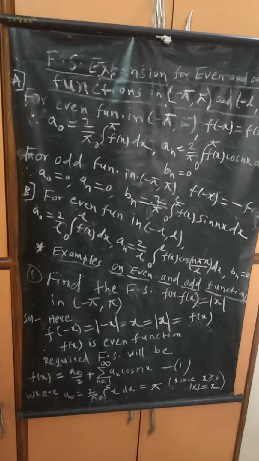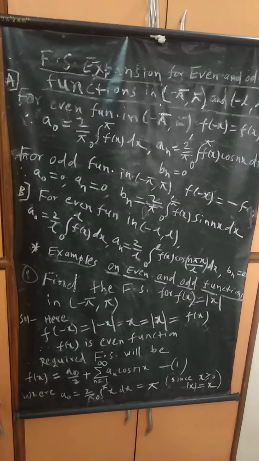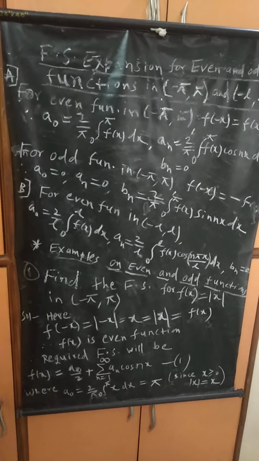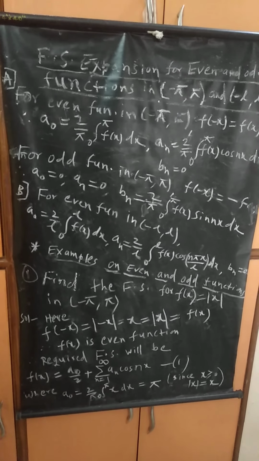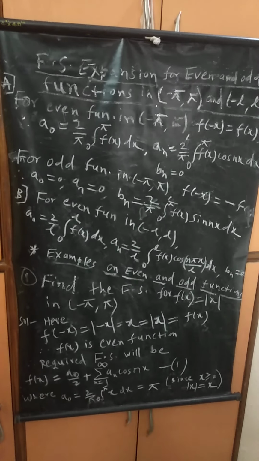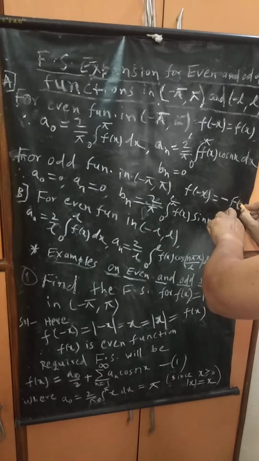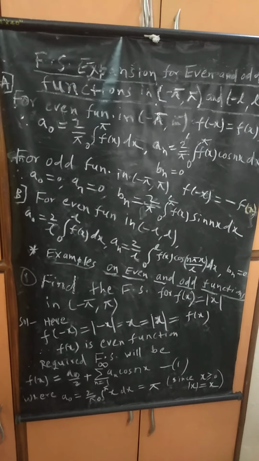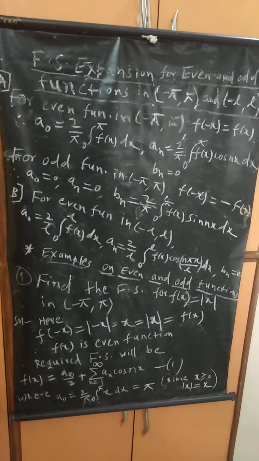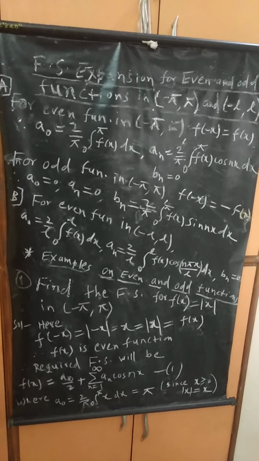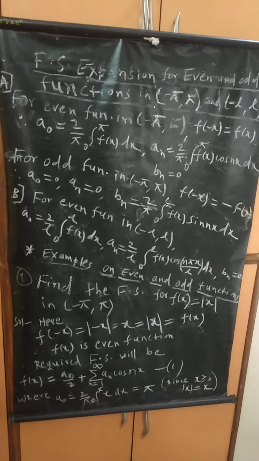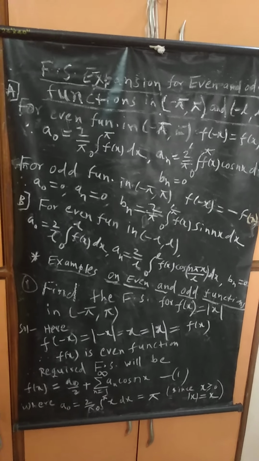Similarly, for an odd function in minus pi to pi, odd function means f of minus x is equal to minus f(x). I will correct this. f of minus x is equal to minus f(x), and therefore a naught is 0, an is 0, bn is equal to 2 by pi integral 0 to pi f(x) sin nx dx.